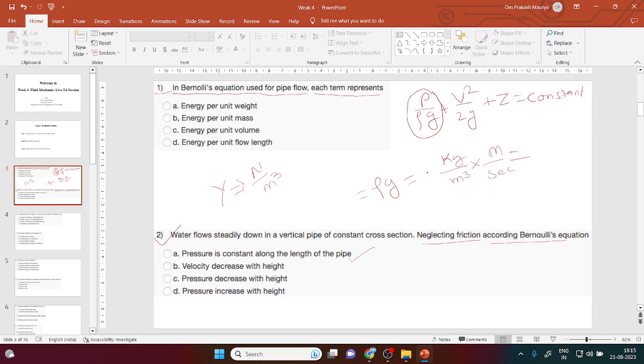Water flows steadily down in the vertical pipe. Let's consider a vertical pipe here, and water is flowing like that. Is it flowing up or flowing down? Flowing down. Flowing down means here is the inlet, and the downward end is the outlet, right? So this is the downflow from top to bottom.